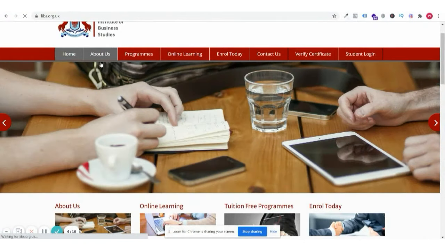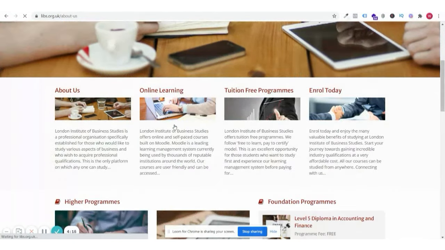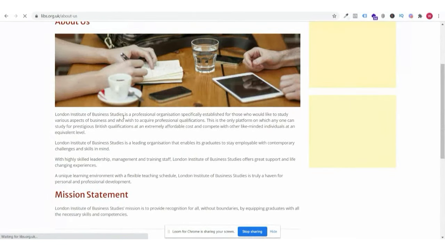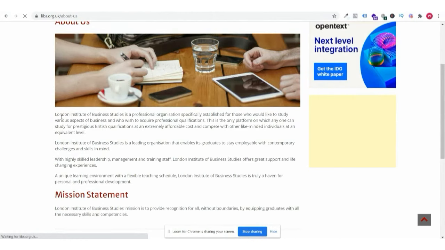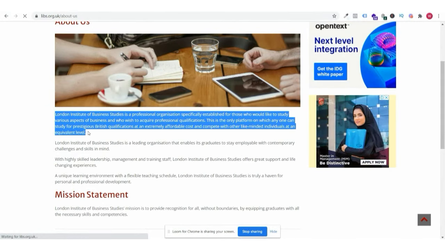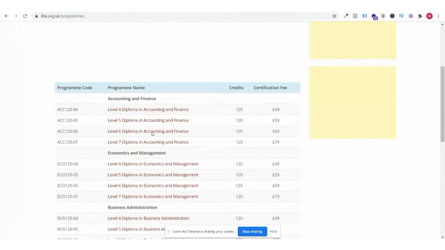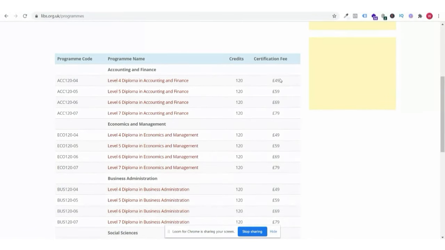So under About Us, we see that the school is established for those who want to have professional qualifications. The major aim of these schools is just to provide education for all at a free cost, where you just have to pay only for certificates, which is actually cheap compared to so many other schools.